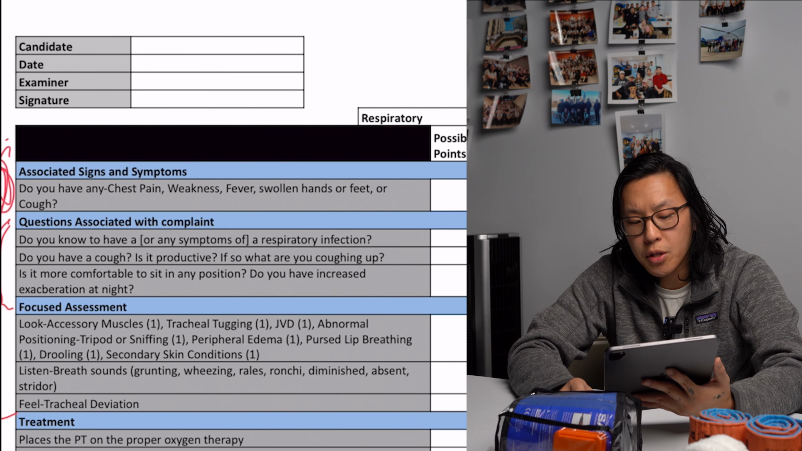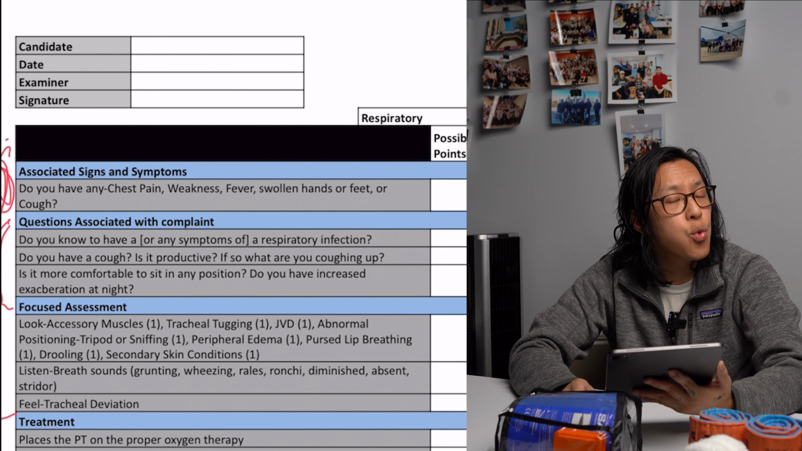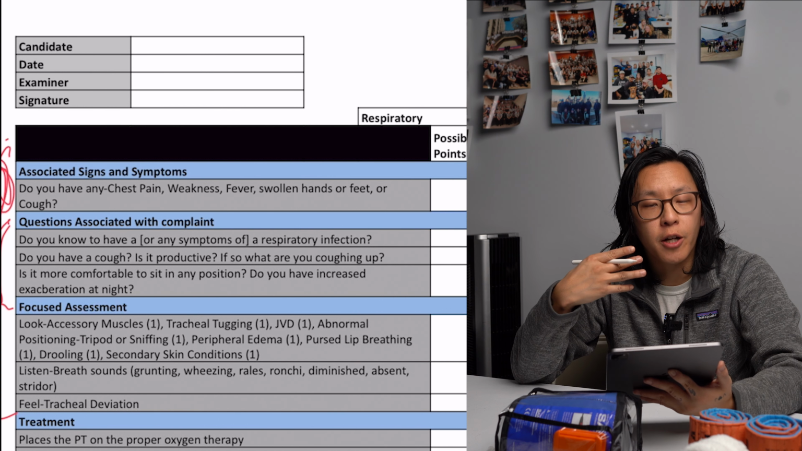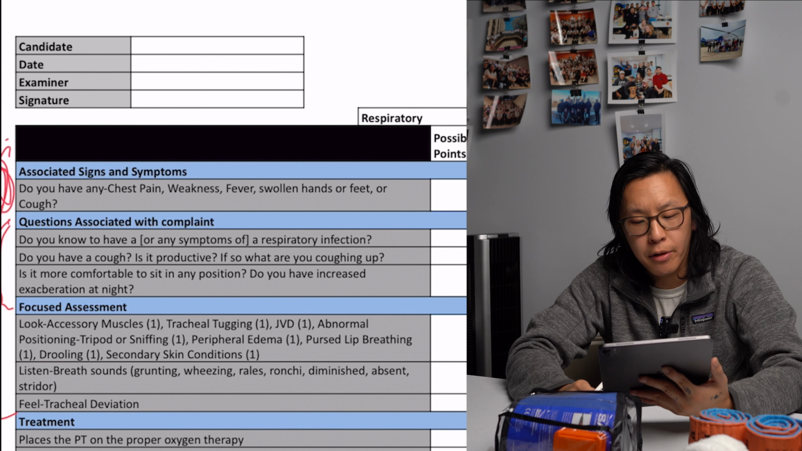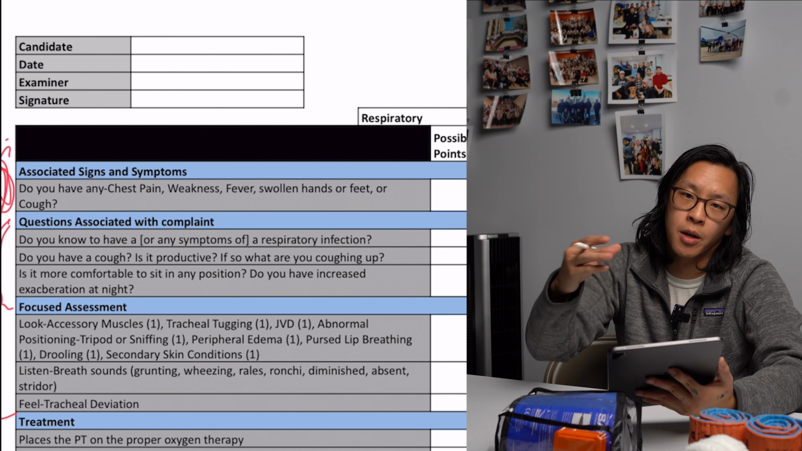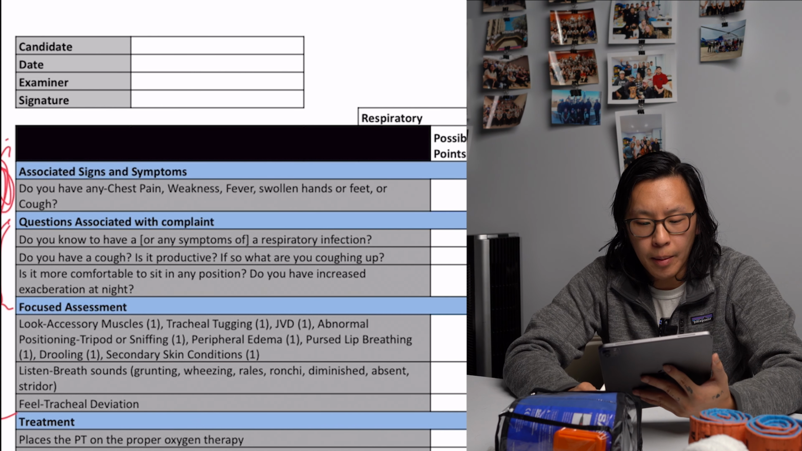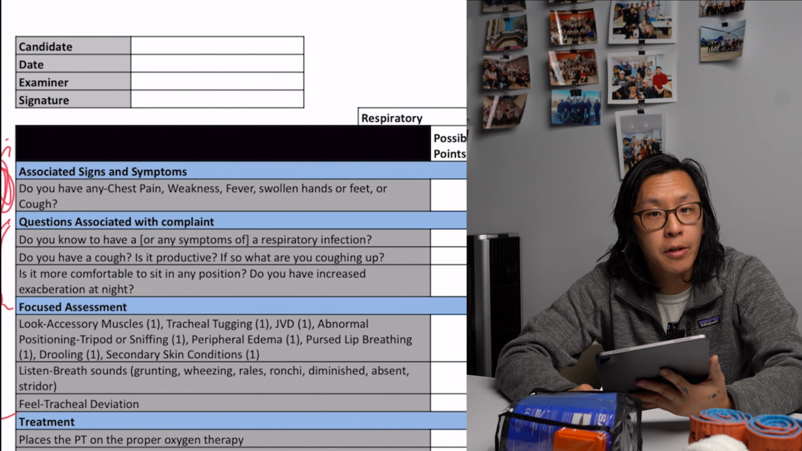We want to look for pursed lip breathing, which looks like this, which is generating auto PEEP, positive end expiratory pressure, which is a concept that we'll talk about in respiratory. We want to look for drooling and secondary skin conditions.